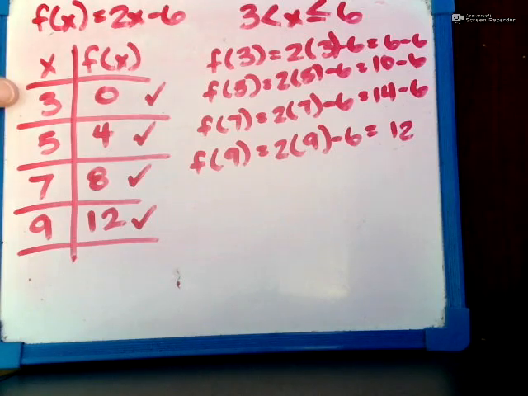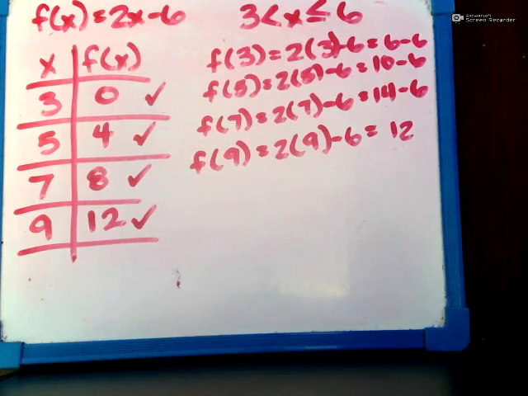So this one's okay. Let me double check I'm doing this right. This one's okay. This one's okay. This one is not. Greater than 3, less than 6. This one is not. The 3, 4, 5, and 6 are valid input points, it says.